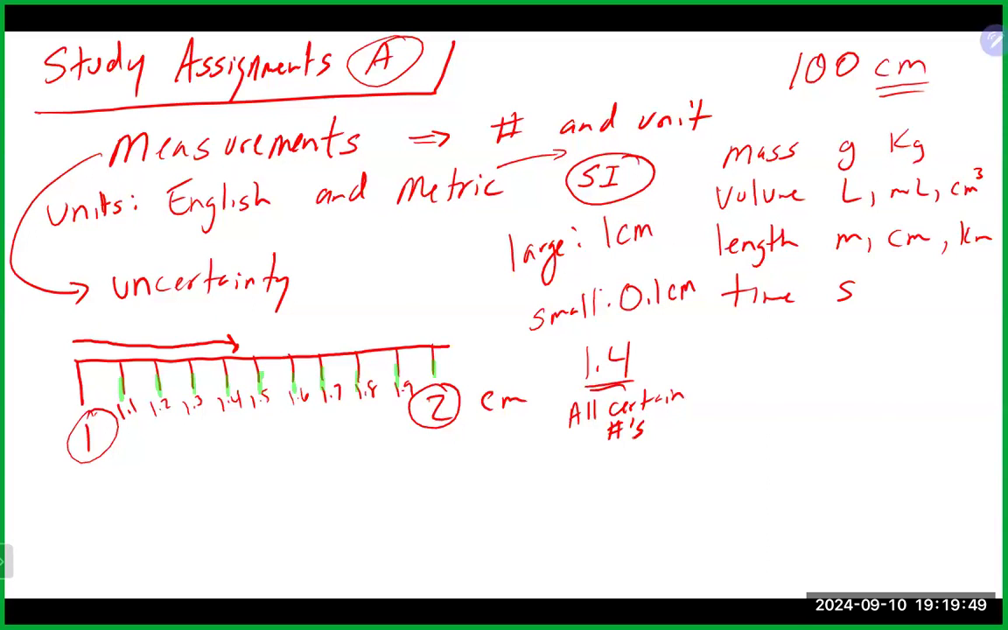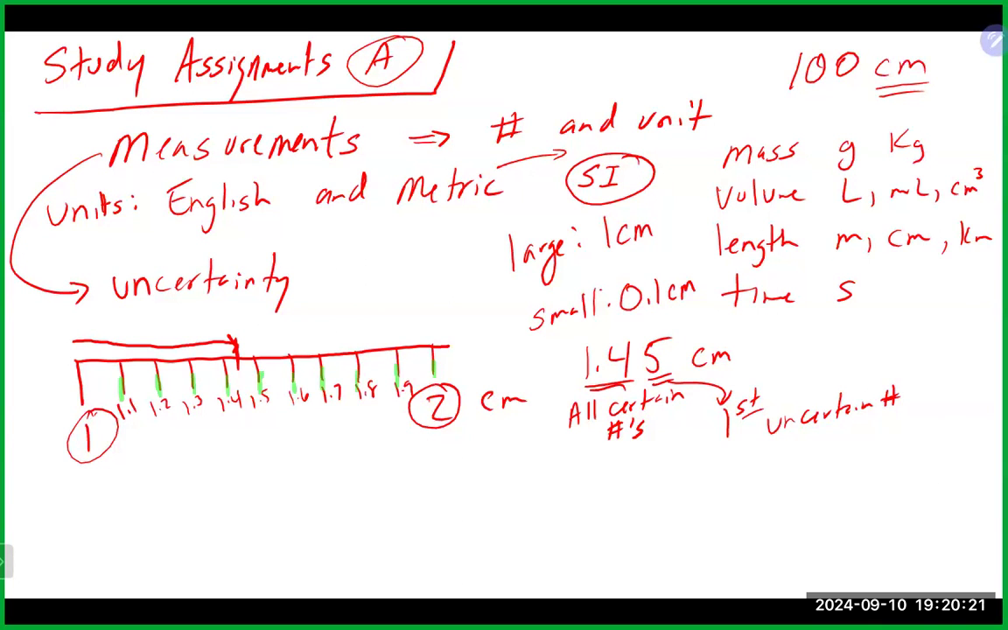Now, it's not exactly 1.4, it's not exactly 1.5. That is where we get the estimation or uncertainty in this measurement. I may look at it and think it's halfway there, and I may record a 5 along with my units. And this would be my first uncertain number. Somebody else may look at it and think it's a little short of half, maybe a 4, or a little past half, maybe a 6.